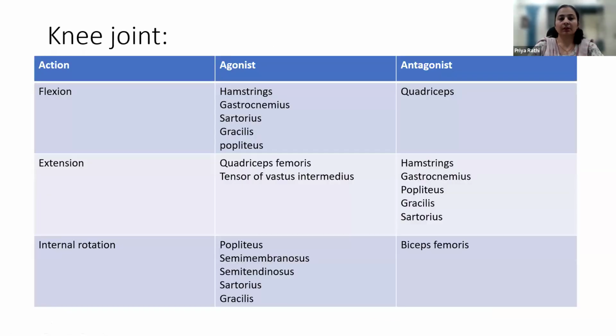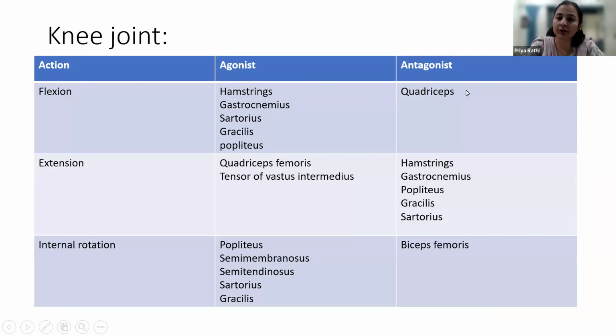If we talk about knee joint actions, the action of flexion is being carried out by hamstrings majorly, gastrocnemius, and it is assisted by sartorius, gracilis, and popliteus.